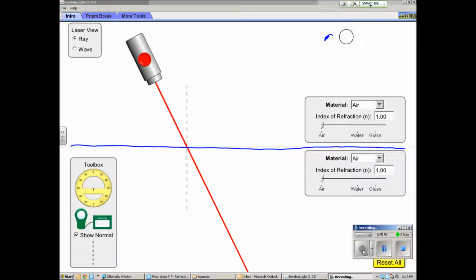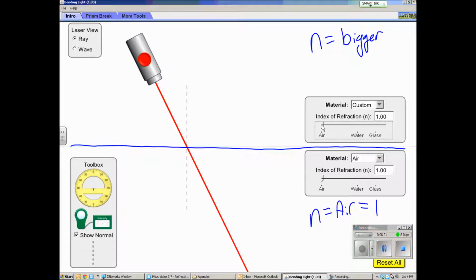So what I'm going to do now is this. I'm going to leave this bottom area to be air, so it's 1. And I'm going to take this and increase this index of refraction. So this time, instead of going from a small index to a big index, we're going from a big index to a small index. Again, I'm going to take this little slider here and increase the index of refraction for my medium on the top.